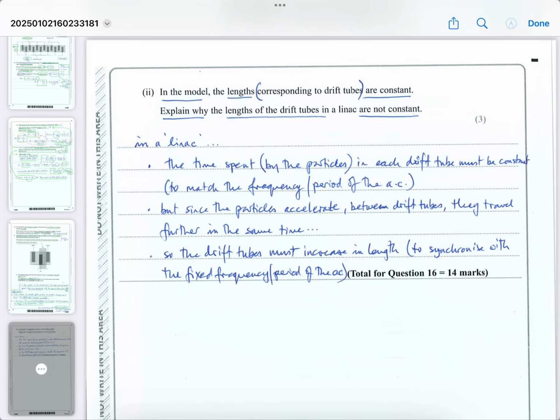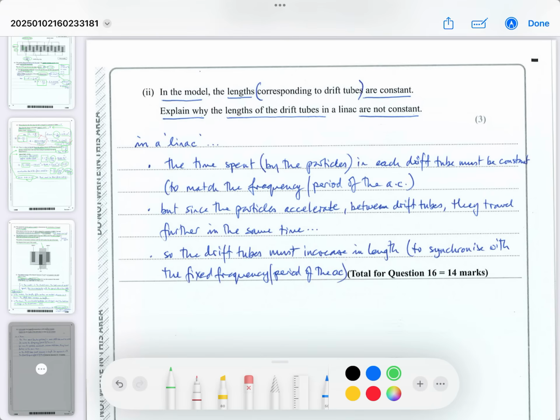And then the final part of this question, it says in the model, and this is now a continuation of the differences between them. In the model, the lengths corresponding to the drift tubes, yeah, are constant. Yeah? In the model. But explain why the lengths of the drift tubes in LINAC are not constant. Okay, so in other words, they want you to now explain what you know about linear accelerators. And this is such a common question in Unit 4. So in a LINAC, you've got to now explain what's happening.